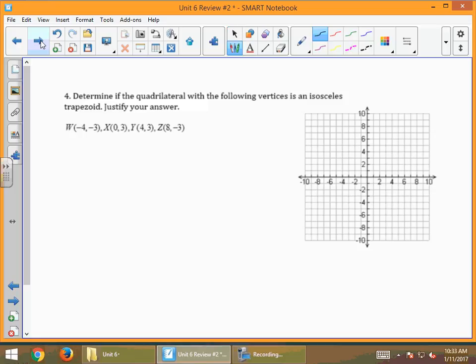Plot the points. -4, -3. Right there. We're going to call that guy W. The next one is 0, 3. Okay, that's X. Next one is 4, 3. Call that Y. Now my last one is 8, -3. And why not? We'll name that one Z. Connect those dots. You got something that looks like that.